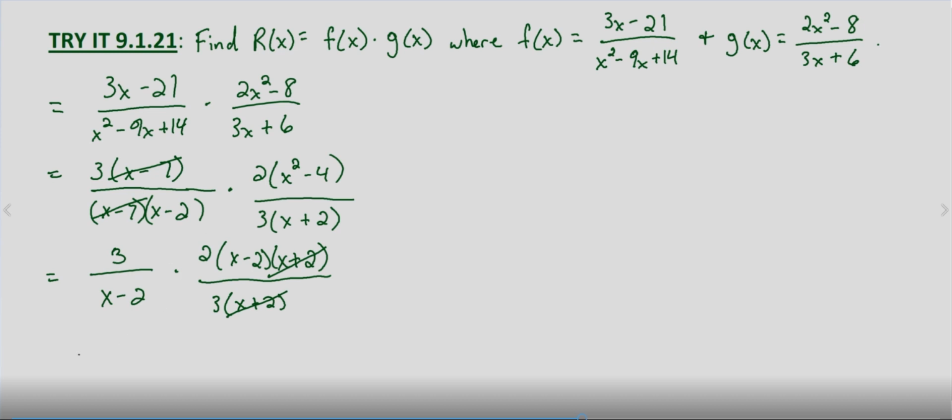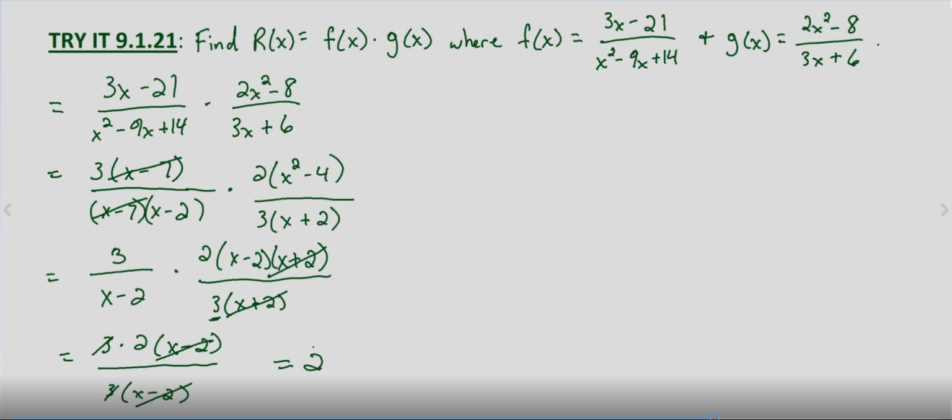And then if we multiply across the top, multiply the numerators, multiply the denominators, we end up with 3 times 2 times x minus 2 over x minus 2. Excuse me, 3 times x minus 2. I forgot about this 3 over here. So 3 times x minus 2. Well, now we can cancel 3, x minus 2, x minus 2, and we're left with just 2. So if we multiply f of x times g of x, we end up with just 2.